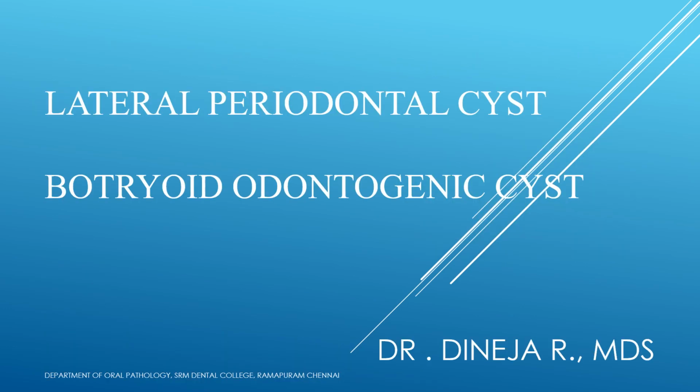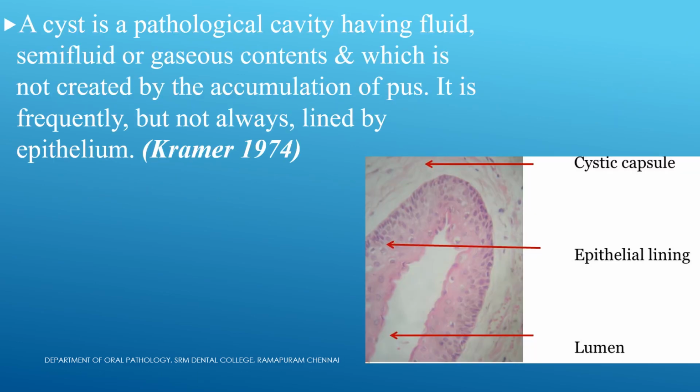Myself, Dr. Dineja. We are going to see about the topic lateral periodontal cyst and botryoid odontogenic cyst. First, let's see the definition. A cyst is said to be a pathological cavity having fluid, semi-fluid or gaseous content which is not created by the accumulation of pus. It is frequently but not always lined by the epithelium.